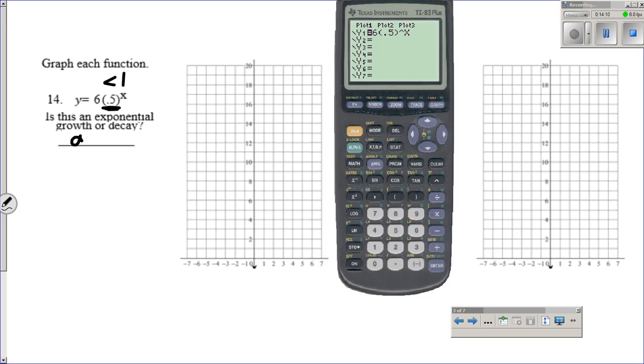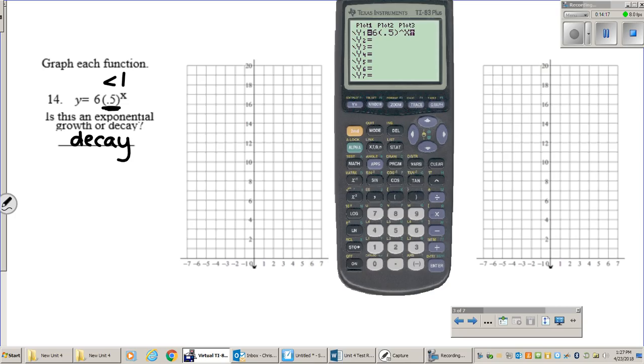So we know we have exponential decay. You can also see in just a moment when we graph this that the graph is decreasing. So now I've gone into second graph to see our table of values. My calculator came up where x is -5, but my y-coordinate is 192. So that is not going to fit on my graph.